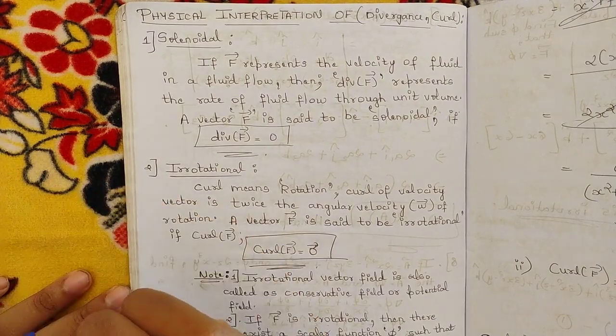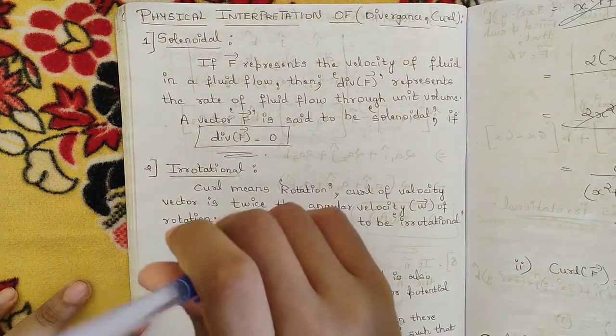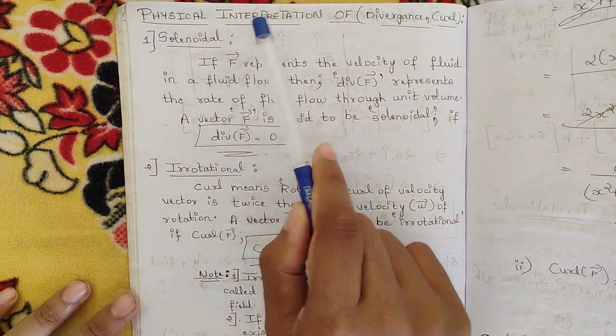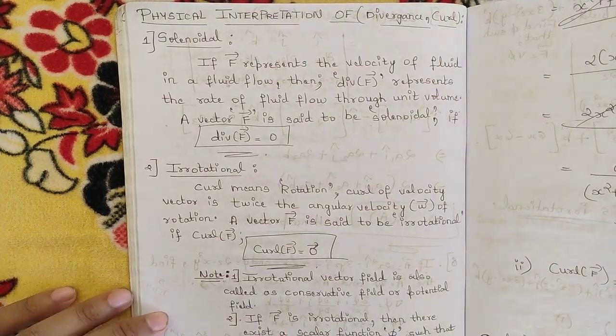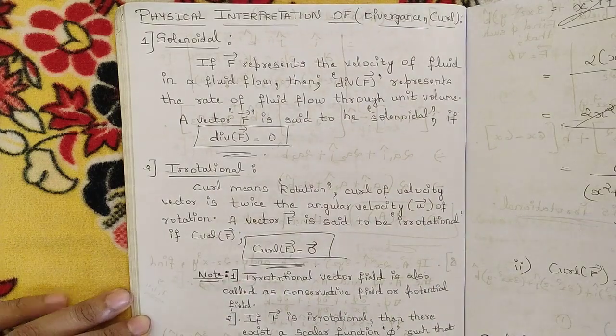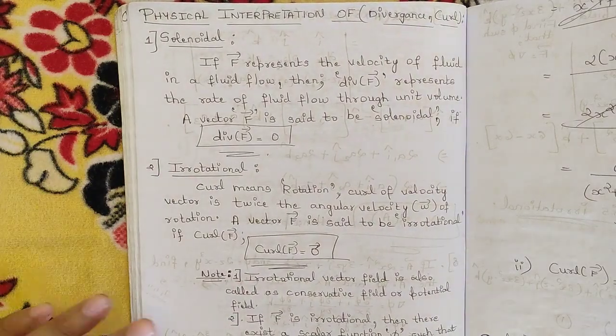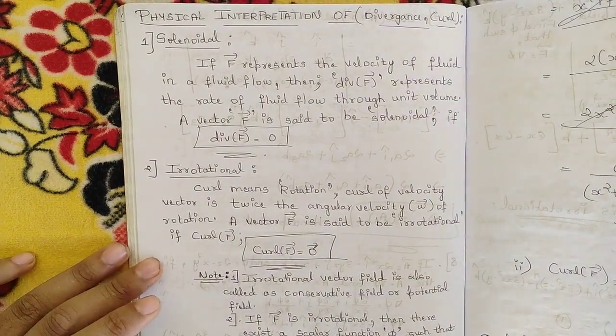There are many more concepts in the first chapter of this module, that is vector differentiation. One more concept is the physical interpretation of divergence and curl, where we have two conditions, that is the solenoidal condition and the irrotational condition. Let us see what these two conditions state and how they should be represented, one by one.